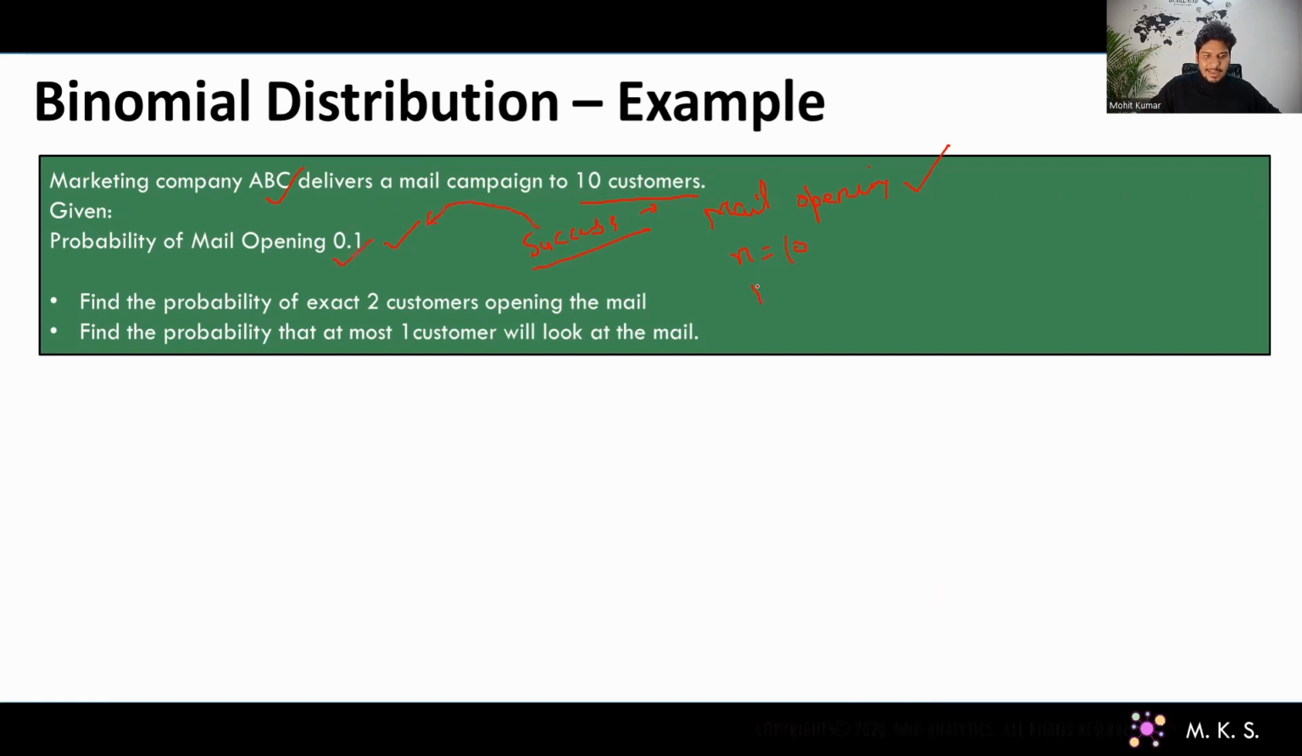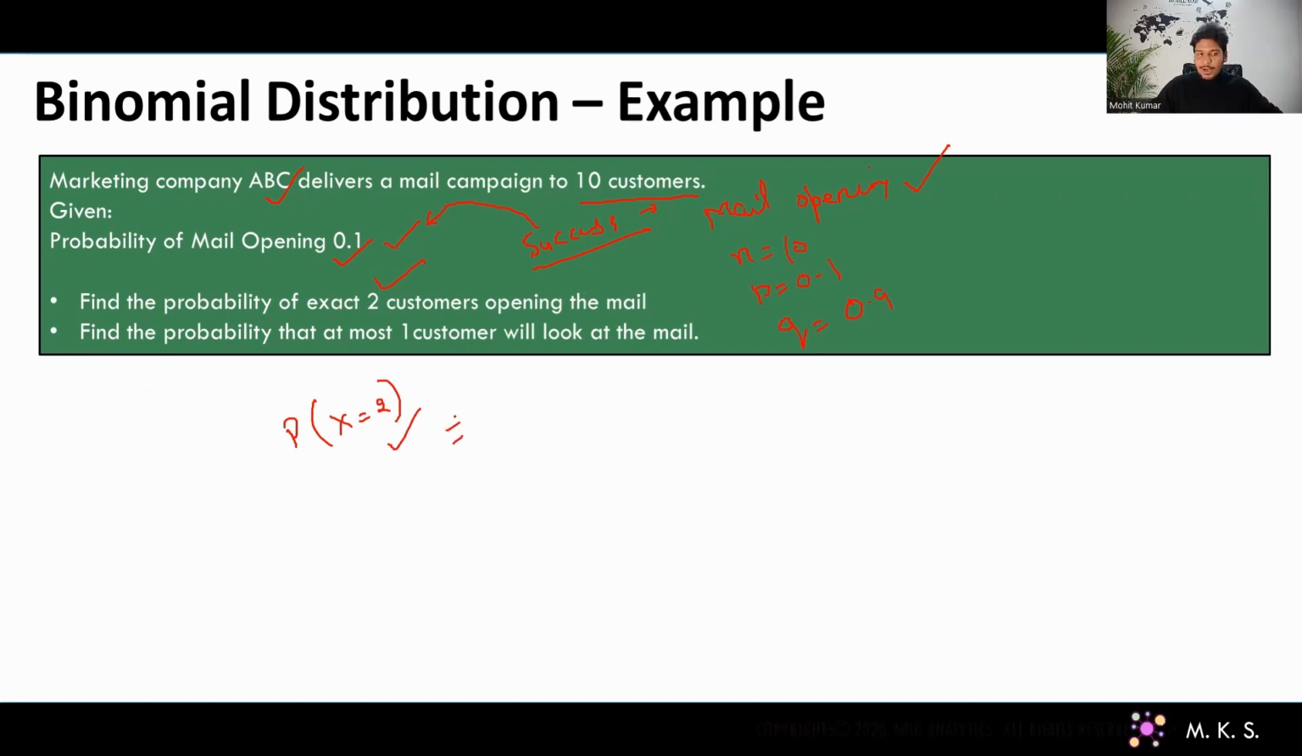So here I can say P is equal to 0.1. So what will be Q? That is 0.9, which is nothing but 1 minus 0.1. Now find the probability of exactly 2 customers opening the mail. The question is probability of X is equal to 2. This is what you have to answer, guys.